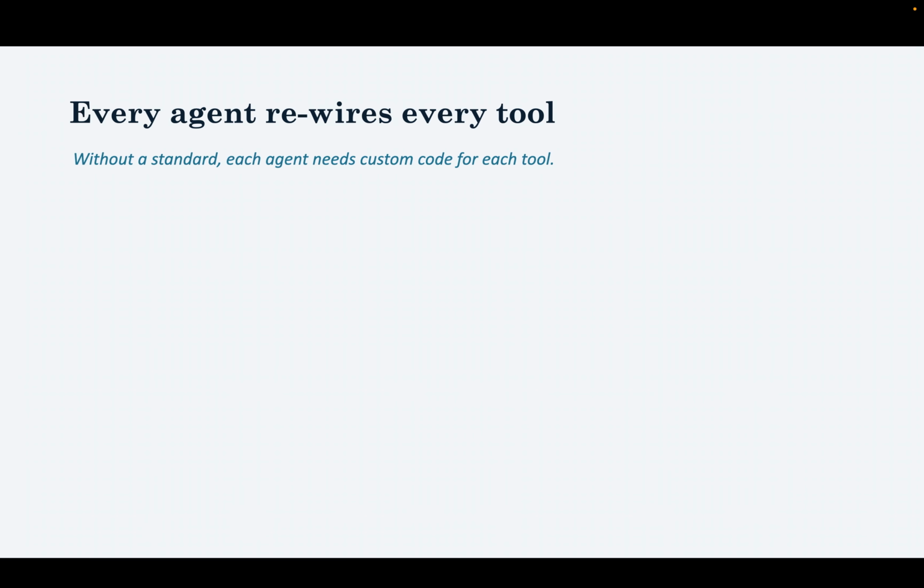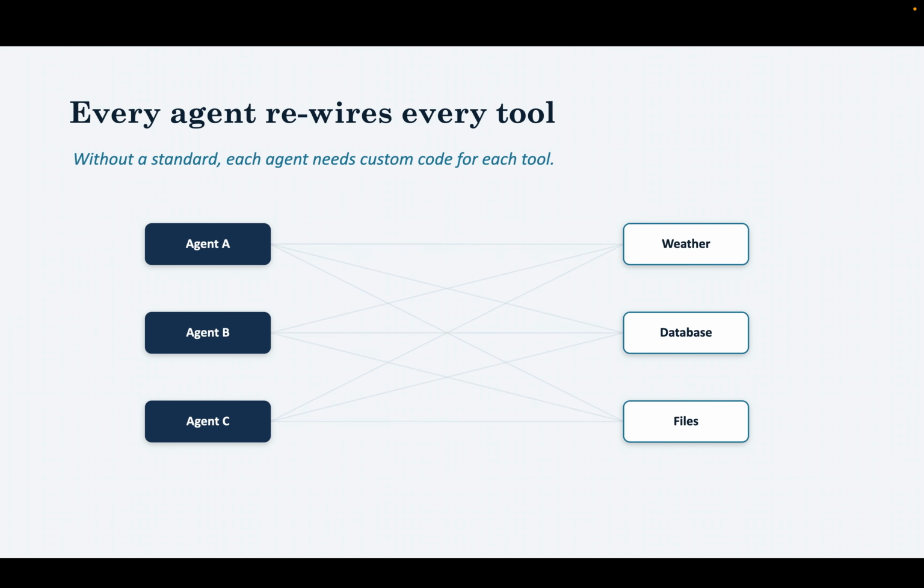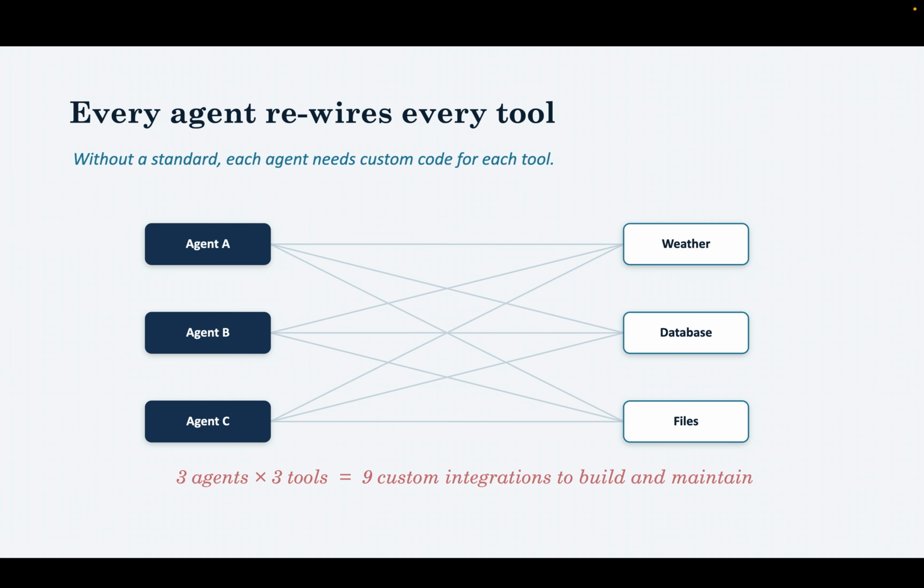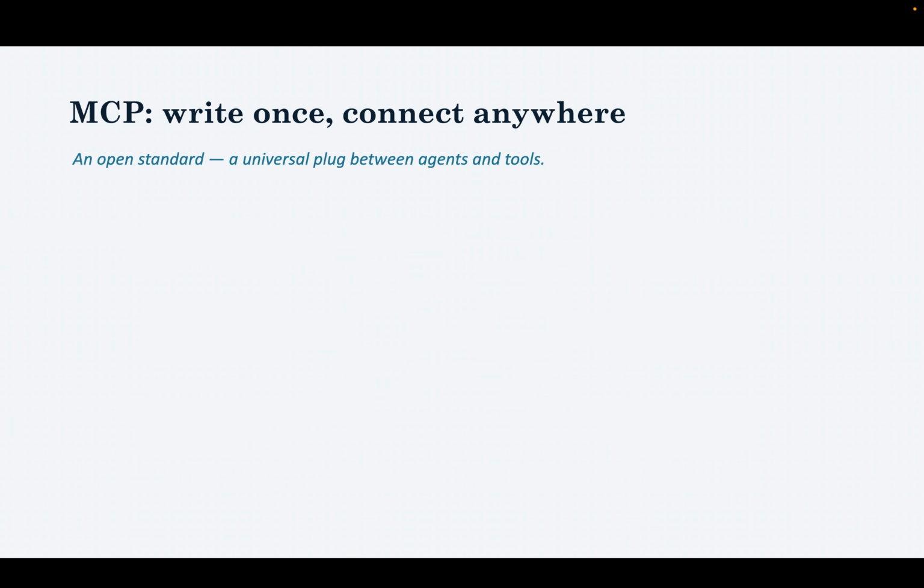Every agent rewrites every tool without a standard. Each agent needs custom code for each tool. Agent A needs to connect to weather, agent B also needs to connect to weather, C also needs to connect to weather. All three agents have their own copy of these tools. Three agents into three tools is equivalent to 9 custom integrations to build and maintain.